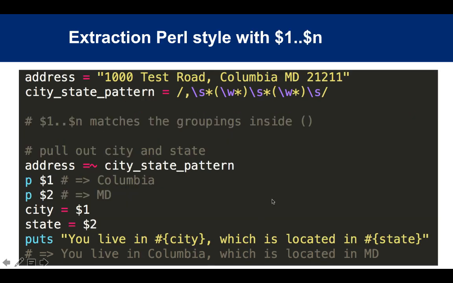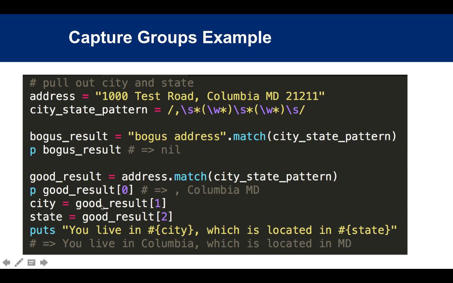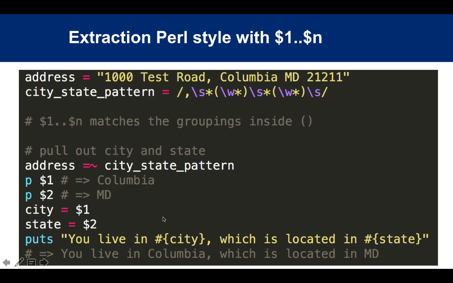Now you could do something similar using what's called Perl-style regular expressions, and this is something that Ruby obviously borrowed from Perl. Instead of having actual variables, when you have a match, so address and the city-state pattern, Ruby automatically creates these global variables, $1 and $2, instead of what we had here, result 1 and result 2 being part of an array. Ruby actually creates global variables $1, $2, and so on.